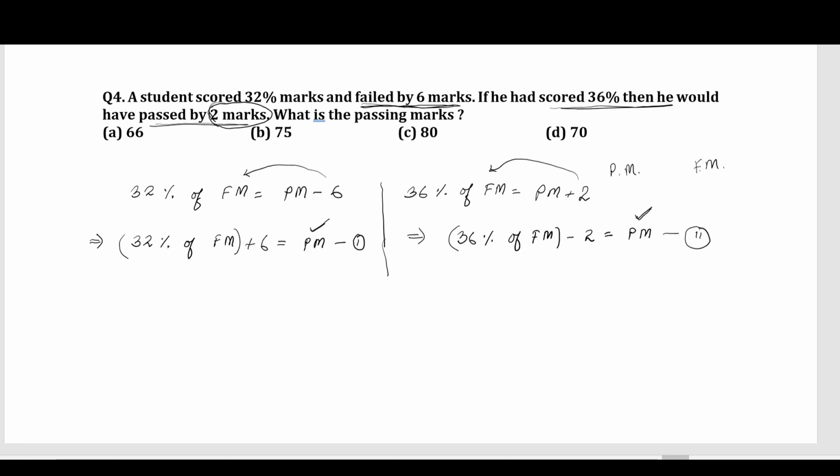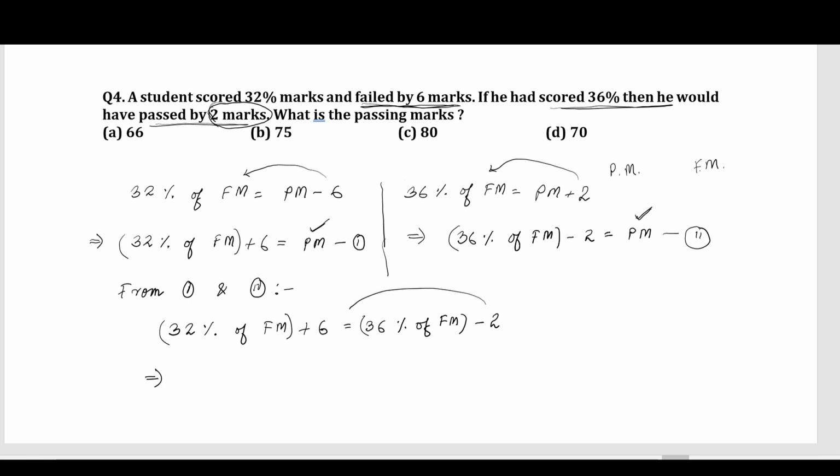From 1 and 2, equating them: 32% of full mark plus 6 will be equal to 36% of full mark minus 2. Then we take the terms with full mark to one side and the numbers to the other, 6 and 2 transferring, so we get 8.